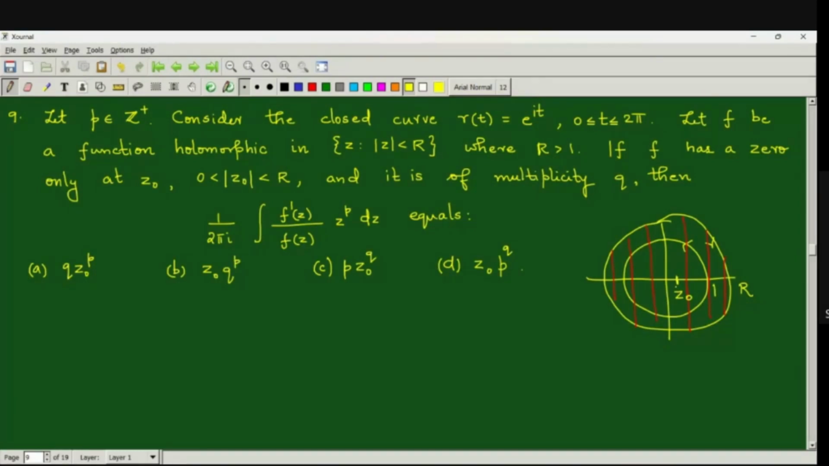Once you are done, let me know. You have to use that f has a 0 only at z naught and is of multiplicity q. That has to be used. So start with that.